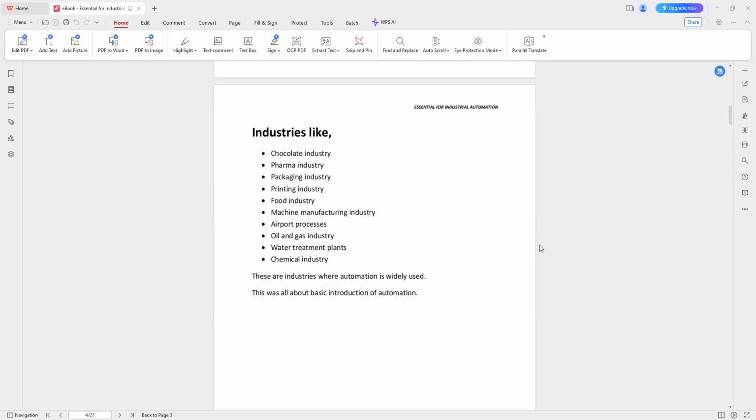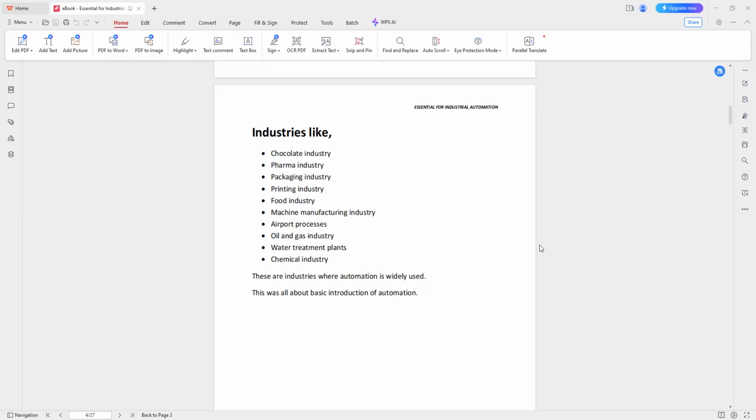Like the pharma industry, there can be different verticals. One is a solid line, one is a liquid line. Solid line means tablet coating machines, high shear mixer granulator machines. Liquid line means you are going to create injections, so injection filling machines, insulins are there. This kind of industry is also using PLC, HMI, and SCADA.